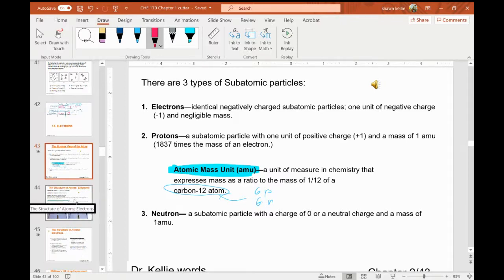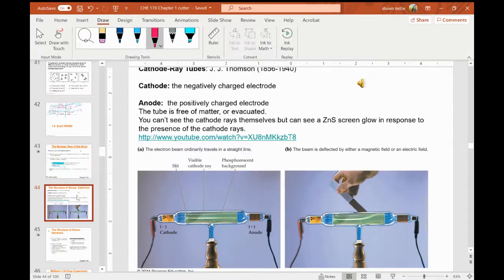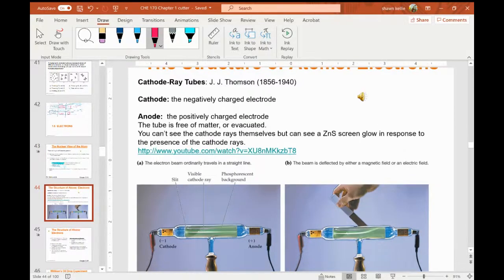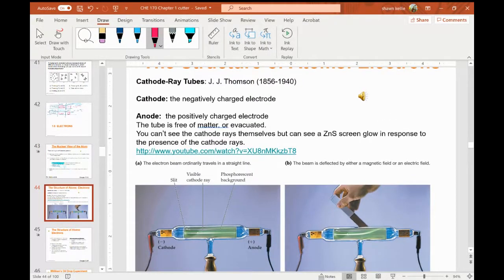Let's take some time looking at electrons and looking at the history of the electron. The electron was discovered by a man named J.J. Thomson, and he did so by playing with cathode ray tubes. Now, cathode ray tubes are really fun.